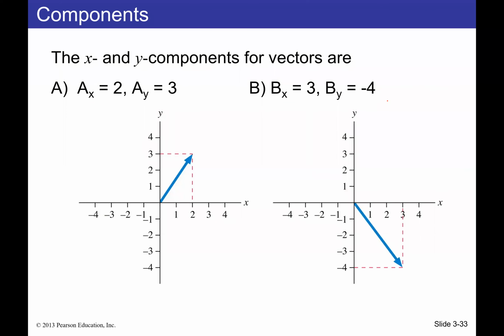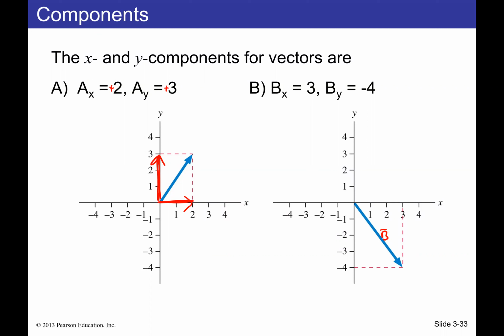So let's look at some examples here. Here's a vector, and if we break it down, here's the Ax, for example, and here's the Ay. Then I can say it's plus 2, plus 3 for the components, because this vector is in the first quadrant, so both of the components will be pointing along the positive direction.